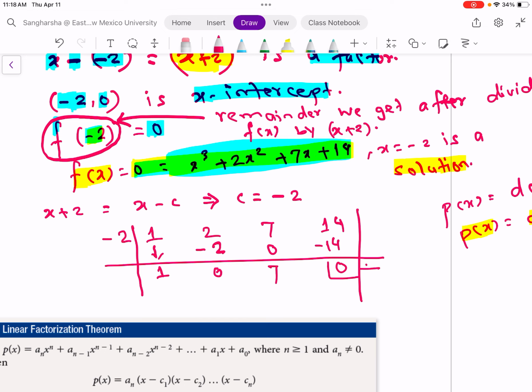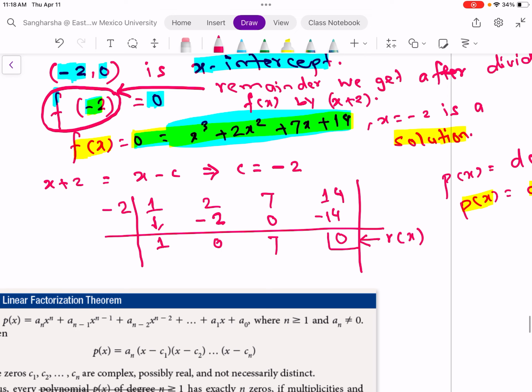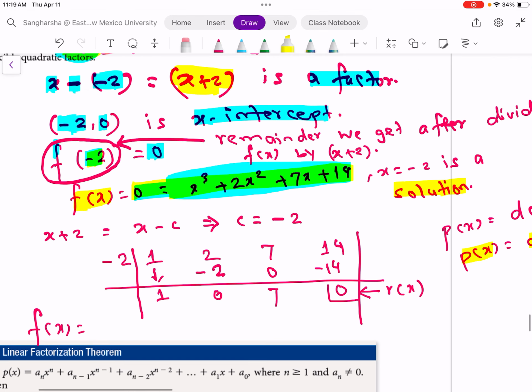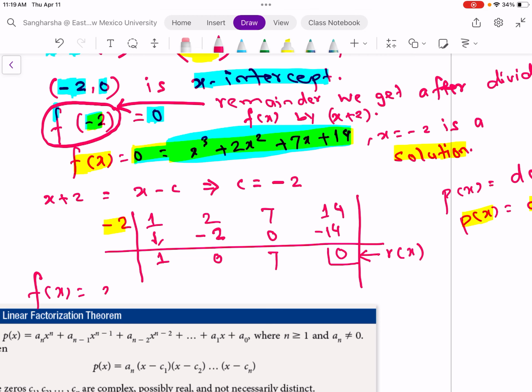And what is this 0? 0 is the remainder, R of x. The last number is always the remainder. Okay, now our function is f of x, and what is the divisor here? Is it negative 2 or x plus 2? x plus 2, okay. So the factor is a divisor, x plus 2 is a divisor.